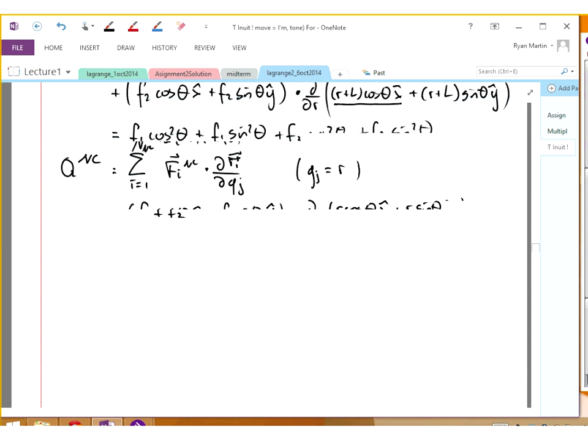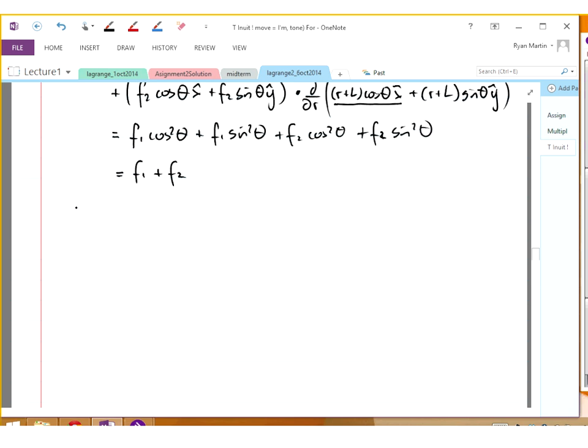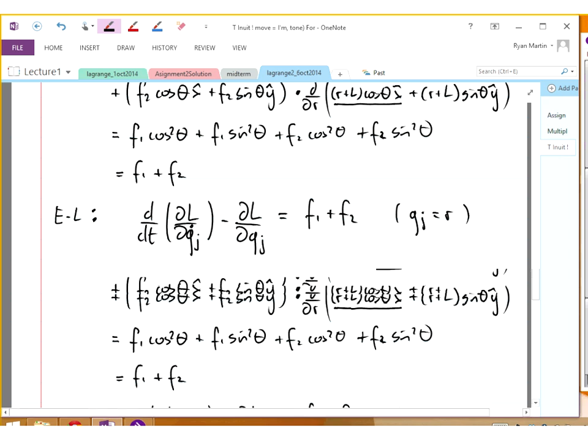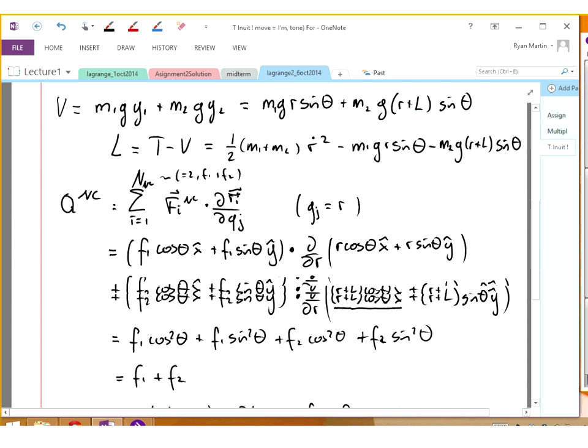So we have everything now, right? So we want to now put this into Lagrange's equation of motion, or the Euler-Lagrange equations. So we want to write d by dt of ∂L by ∂q_j dot minus ∂L by ∂q_j equals F1 plus F2, right? Where again, q_j equals r. So for the Lagrangian, we had, do I have it written on this page? Yes.